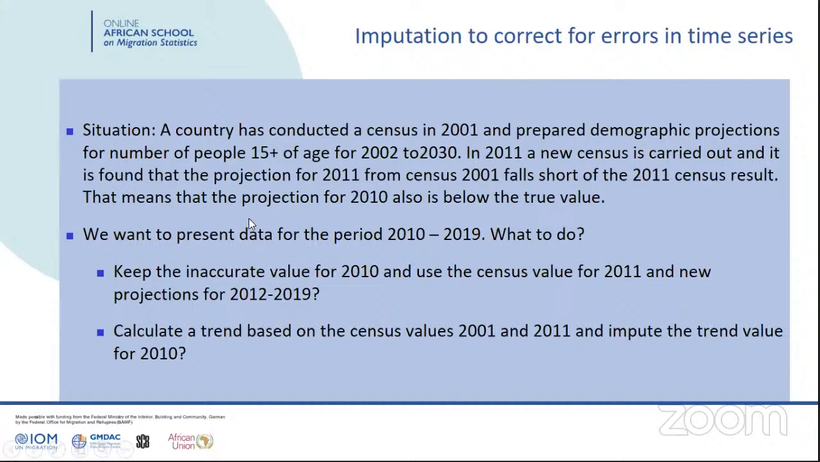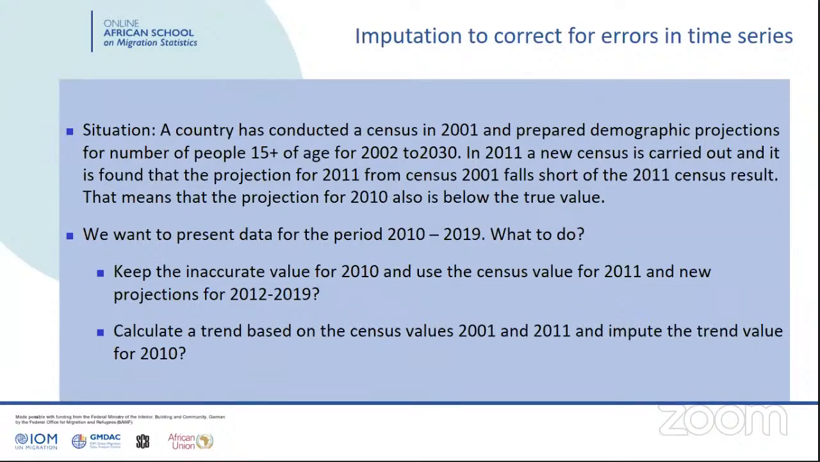Still another example. A country has conducted a census in 2001, and they have made projections up to 2030. In 2011, a new census is carried out, and it is found that the projection for 2011 from the census 2001 falls short of the 2011 census results. That means that the projection for 2020 also is below the true value.